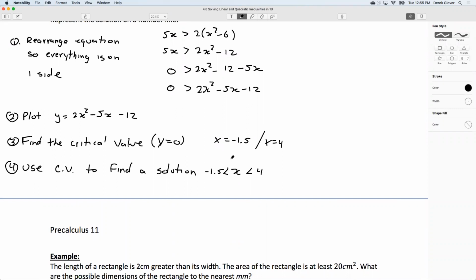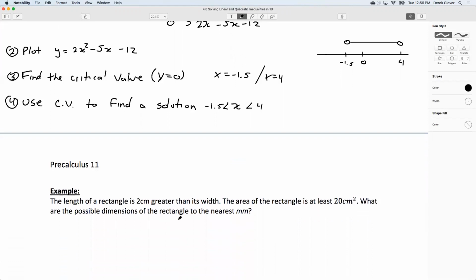If we wanted to answer it on a number line, though, draw the number line, put 0 in the middle, 4 is over here, and I guess we should try to draw it to scale. So minus 1.5 is right here. We're interested in the points between these, so that is our solution.